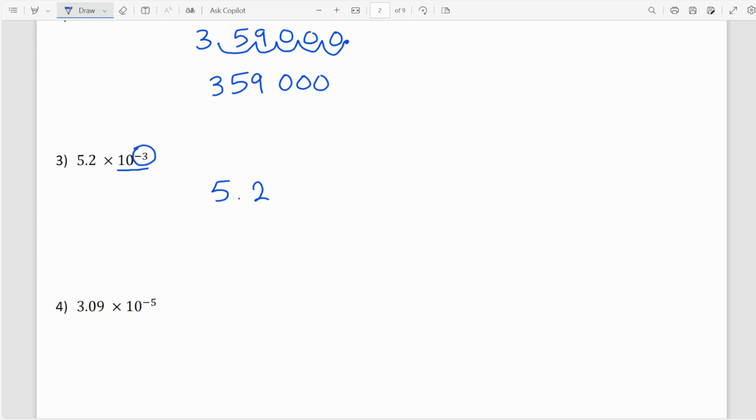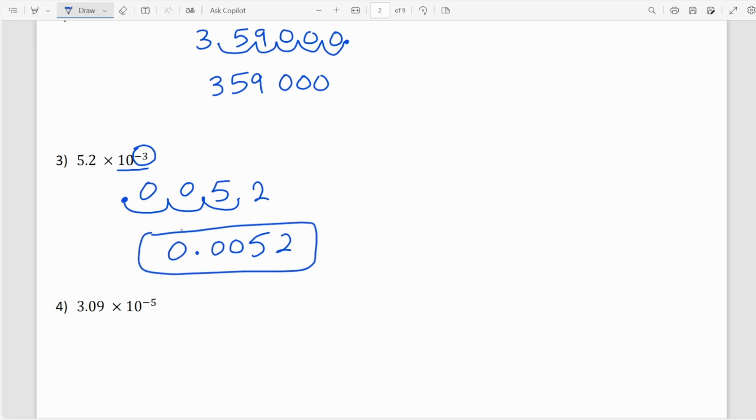Third example, we have 5.2 and it's multiplied by 10 to the power of negative 3. So this is negative. The number is supposed to get smaller. So instead of moving to the right, I will move to the left by 3. So 1, 2, and 3. And I will put my decimal right here. So here I will put 0 and 0 instead of my loops. But it wouldn't make sense to just write 0.0052. There would be a 0 here. All right. So it's 0.052.